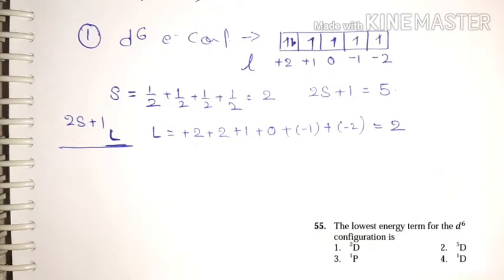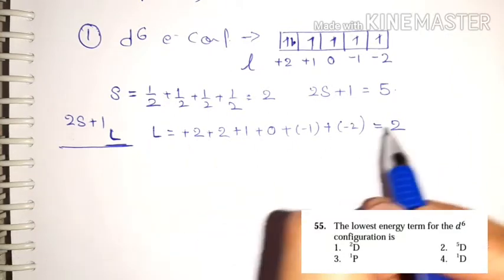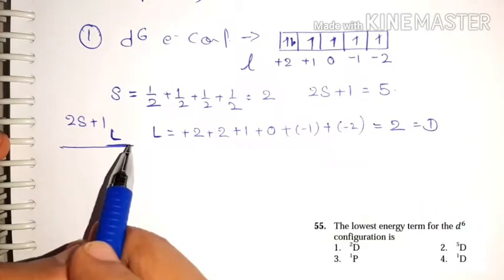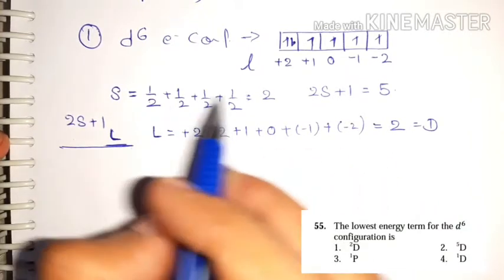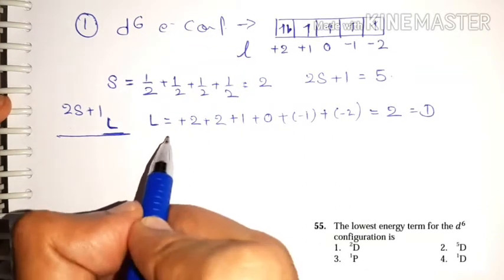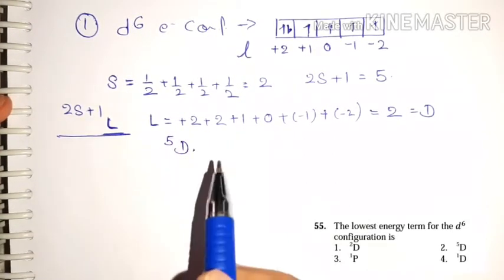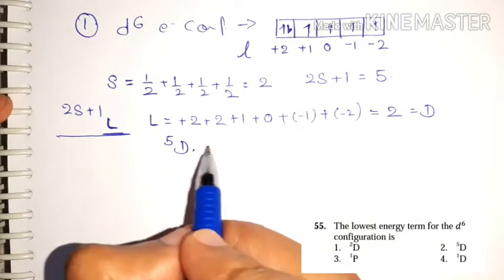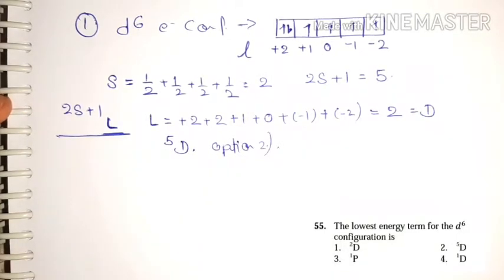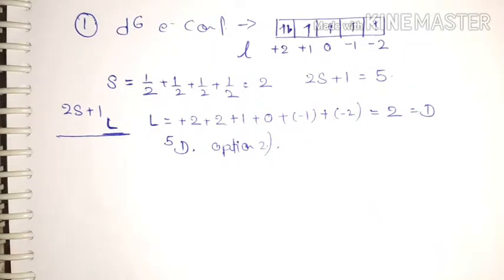And you know very well that for L equal to 2 we have term D. So the term for L is D. So the term symbol for this d6 electronic configuration will be 5D. That is your option number second. Understand? Okay, so option number second is the correct answer for this question. I hope you understand it.